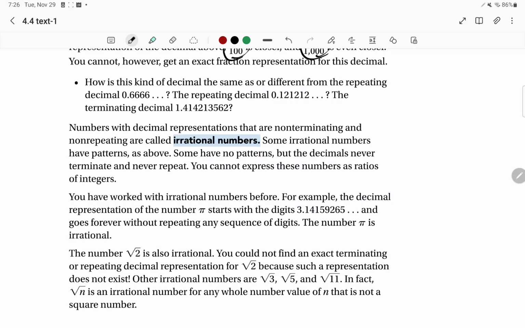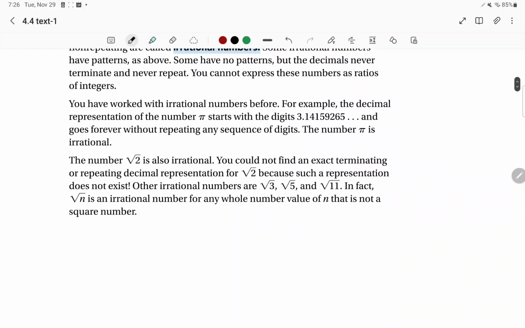Now, the reason we're talking about irrational numbers at this juncture is because a lot of square roots create irrational numbers. For example, this right here is an irrational number. If we plug that into our calculator, you end up getting 3.3166247, and so on. It never repeats, never terminates. That number cannot be written as a fraction. However, in this case, it is written as a square root.